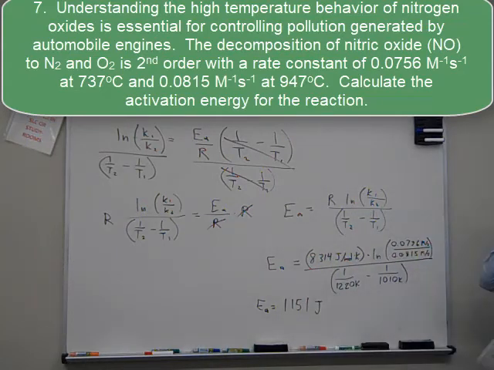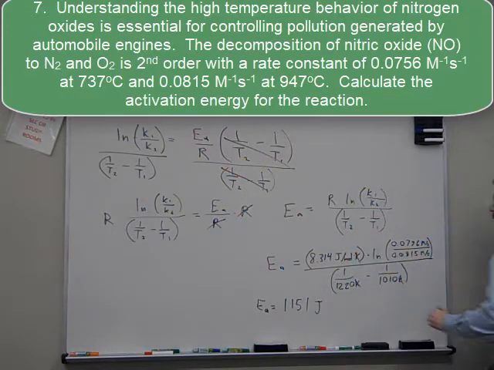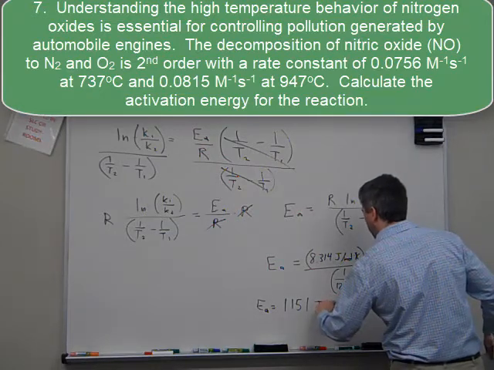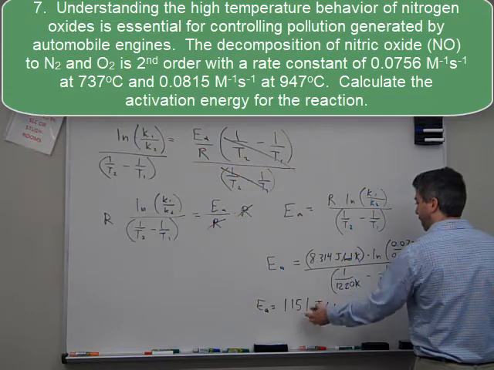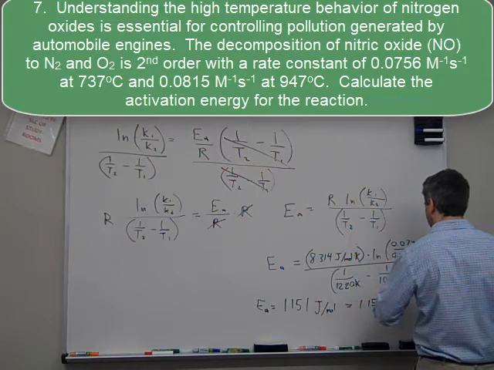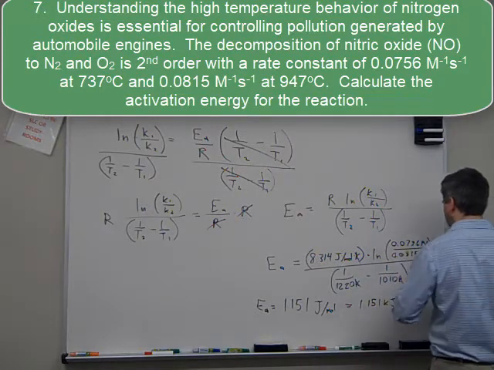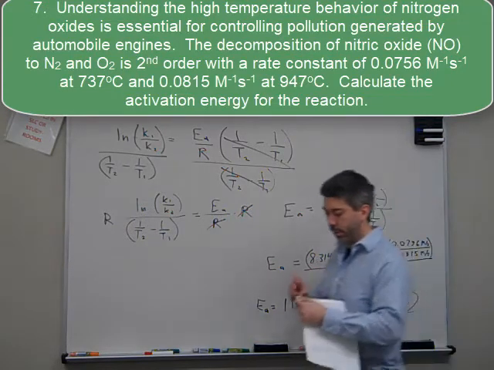Notice this is joules per mole Kelvin, so effectively Kelvin does cancel out here. So it'll be joules per mole, but if you want to get it to kilojoules, you'll have to divide by 1,000, and that'll give you 1.151 kilojoules per mole, which is actually really small in activation energy. Makes me think you did it wrong.